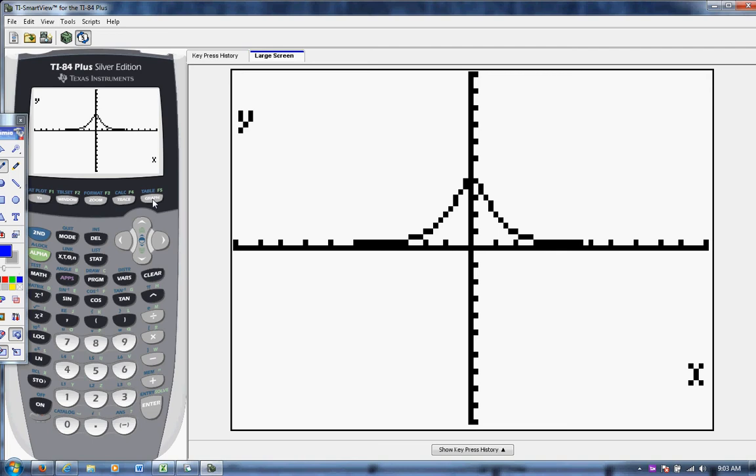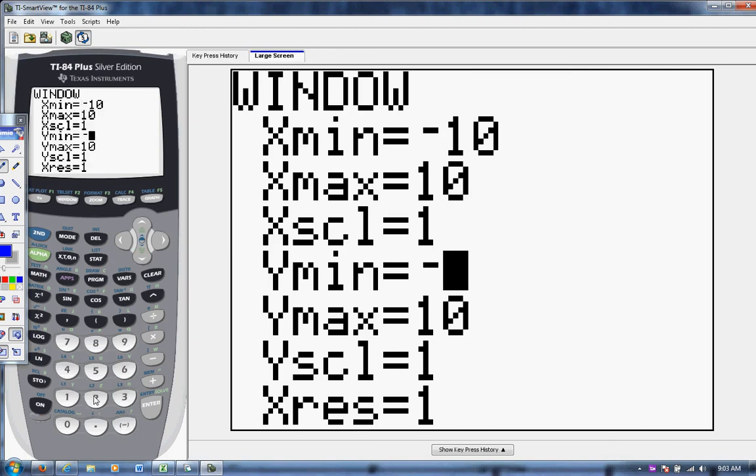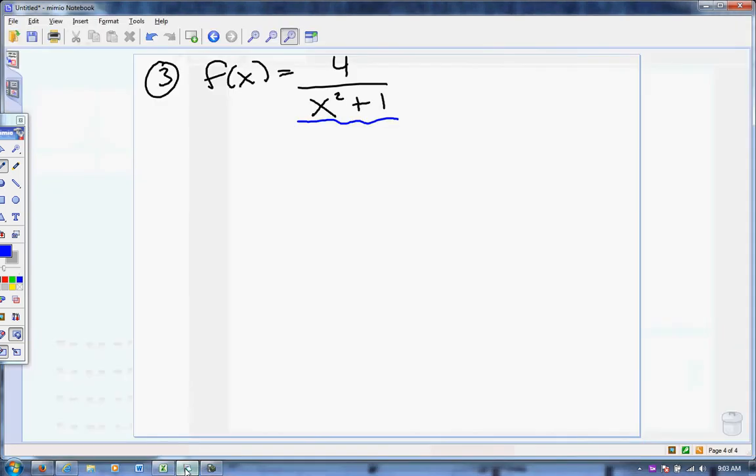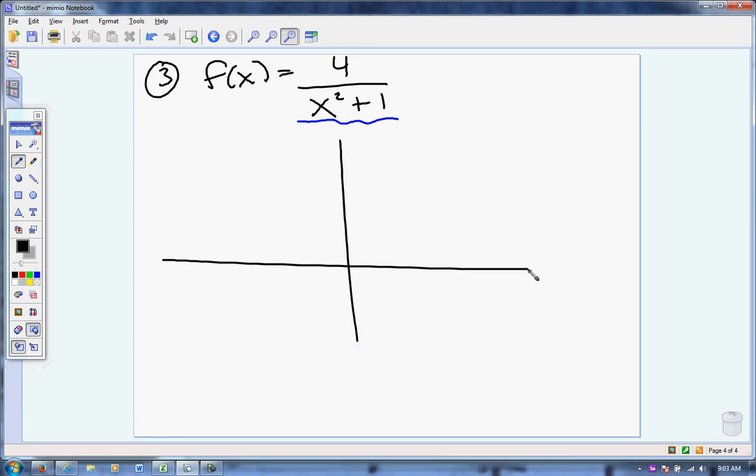This one only has a horizontal asymptote. I could look at it a little bit better if I closed my window down, maybe make it like -2 to 6 or something. See it a little bit better. Okay, so this function only has a horizontal asymptote. It's probably better sketched a little bit like this. All right? Only a horizontal asymptote.